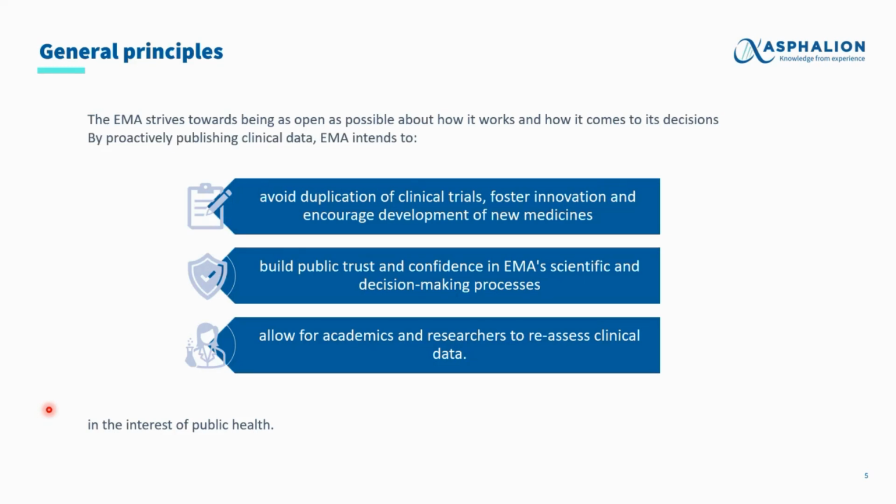The EMA has great interest in being as open as possible with the information that they manage. Their intention is, first, institutionally, to build public trust and confidence in the decisions regarding pharmaceutical products, authorizations and procedures in the Union, but also to achieve a more scientific goal: avoiding the duplication of information about clinical trials, fostering innovation and encouraging the development of new medicines. Another goal is to allow academics and other researchers to reassess clinical data, maybe in the future when more details are shared, to have more information about the medicines and improve research and innovation.